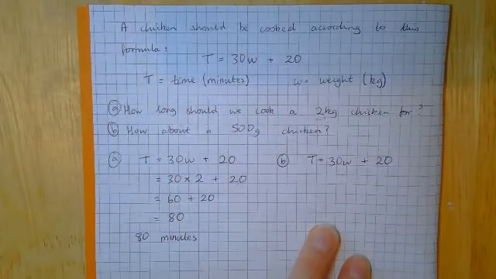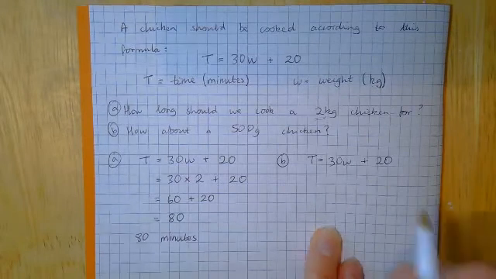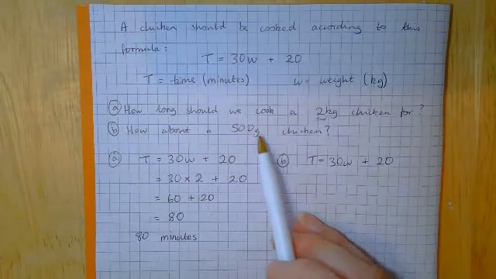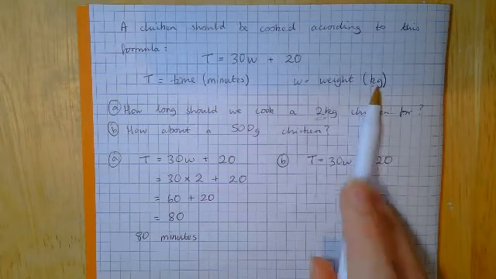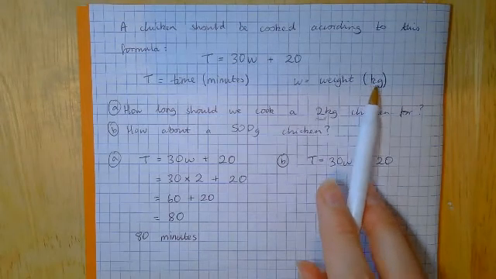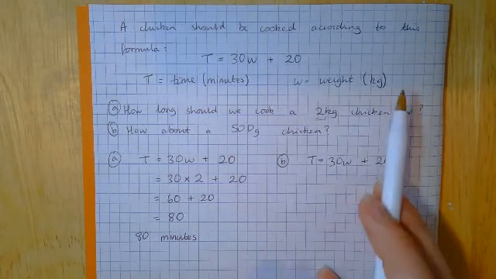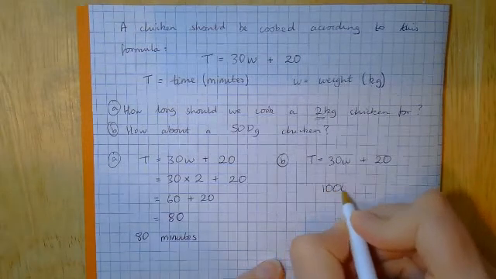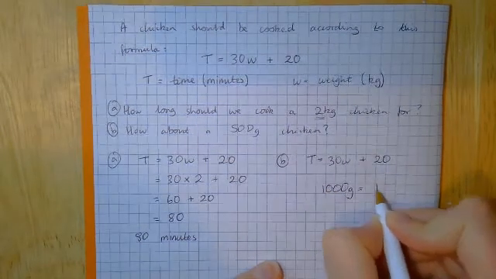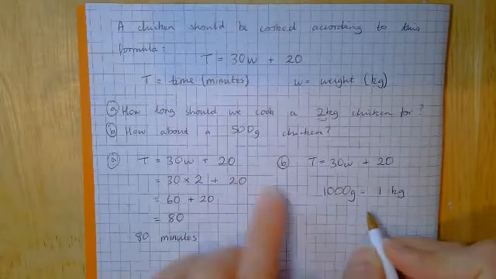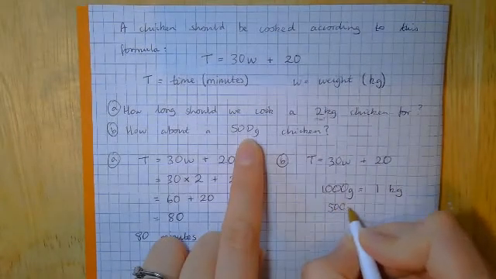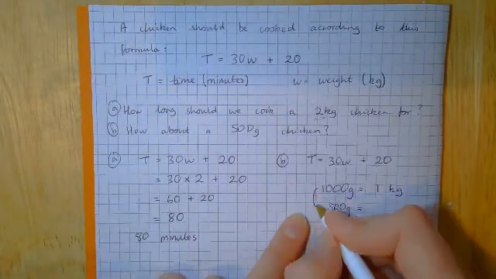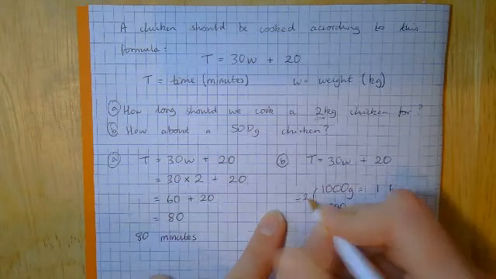Right, let's have a look at B. Again, always start by writing your formula. That just kind of sets your mind at rest, says what we need to be doing. So, now I've got a 500 gram chicken. My weight should be in kilograms. So, what do we know about grams and kilograms? We know that there's 1,000 grams in 1 kilogram, and I've got 500 grams.